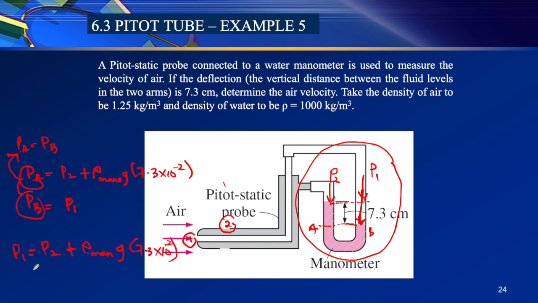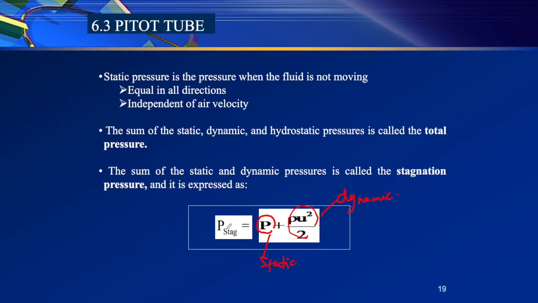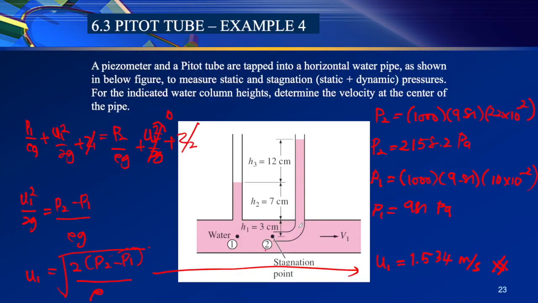Now from this equation, okay, P1 is P stagnation, P2 is P static. Take a look at this equation. We know that the P stagnation is P static plus P dynamic. Okay? We know that P stagnation is P static plus P dynamic, rho u squared over 2. Okay, this is from the previous equation.